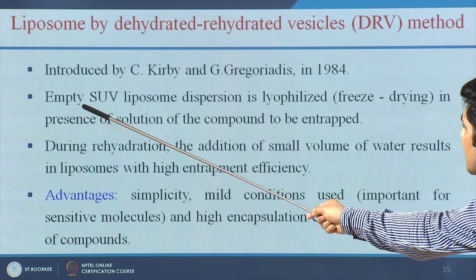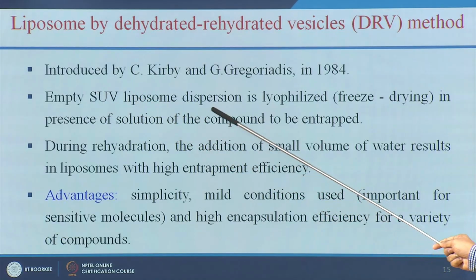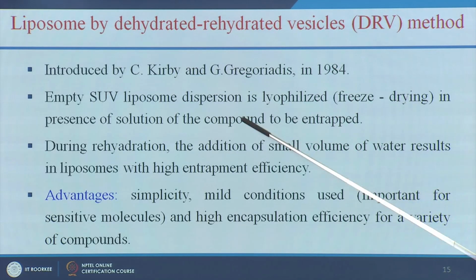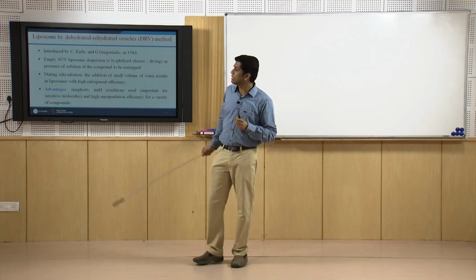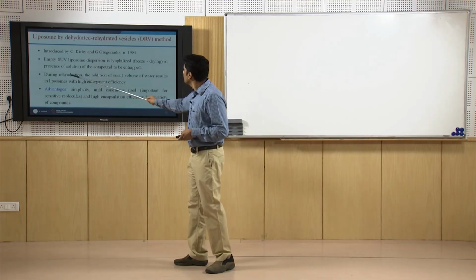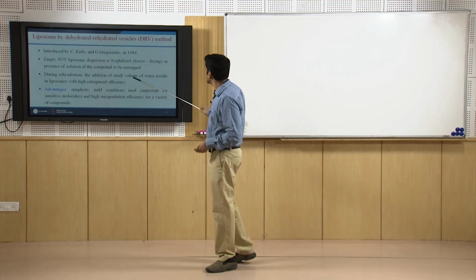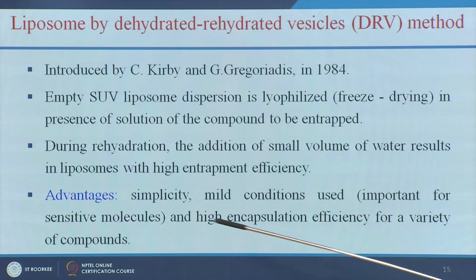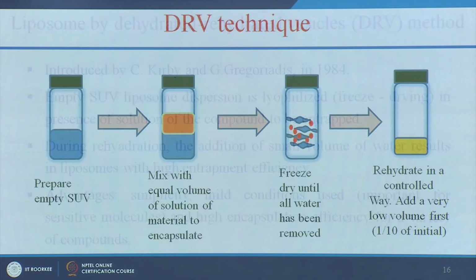So how to make this? Here empty SUV liposomes will be lyophilized in presence of a solution of the compound to be entrapped. If you want to entrap your drug or fluorescent particles, that should be lyophilized in presence of SUV liposomes. During rehydration, the addition of a small volume of water results in liposomes with high entrapment efficiency. The advantages are, it is a simple method and we are using mild conditions, so we can achieve high encapsulation efficiency for a variety of compounds.